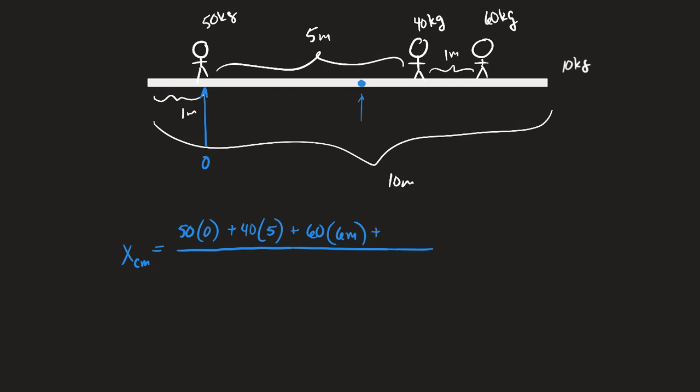Mass 4 is the plank. How far is the center from 0? 4 meters. Yes, it is. So the plank is 10 meters long. This is located 5 meters from the edge. That makes it 4 meters from that guy. Now, that's the top portion. That's our weighted average. The bottom portion is going to be 50 plus 40 plus 60 plus 10.